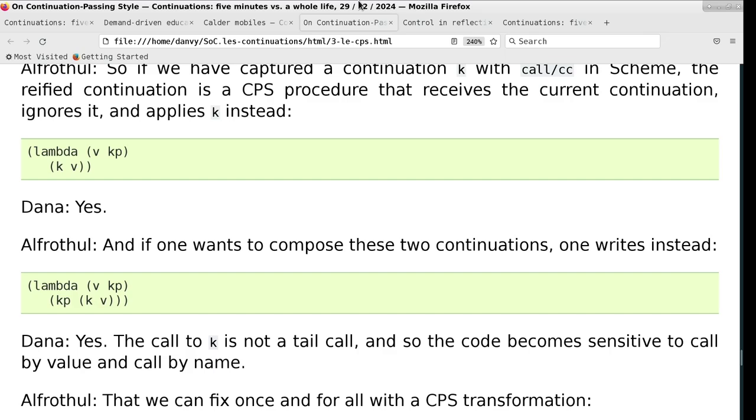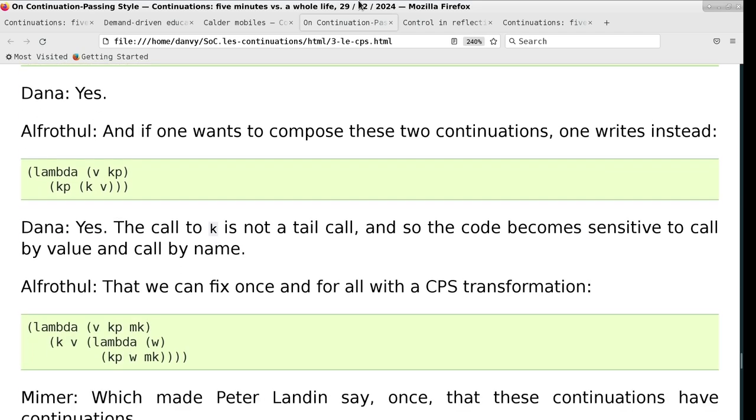And if one wants to compose these two continuations, one writes instead. Yes, the call to K is not a tail call, and so the call becomes sensitive to call by value and call by name. That we can fix once and for all with a CPS transformation.